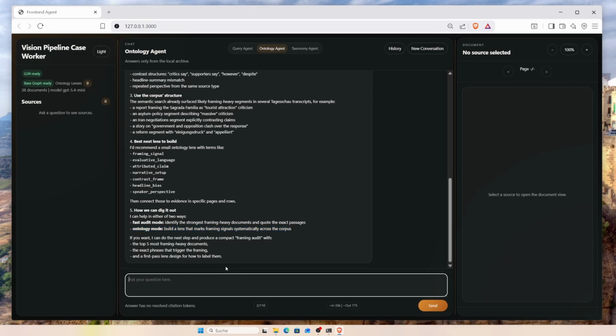And I say, okay, I want the ontology mode. Let's see how to create it. Just ask it how to create it.